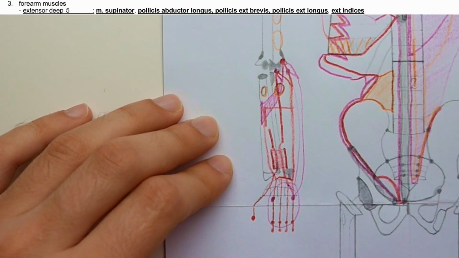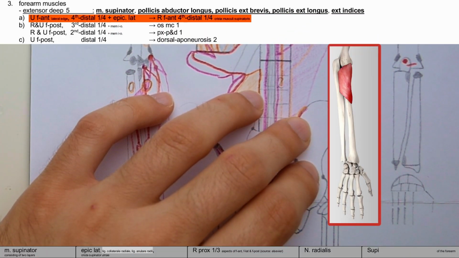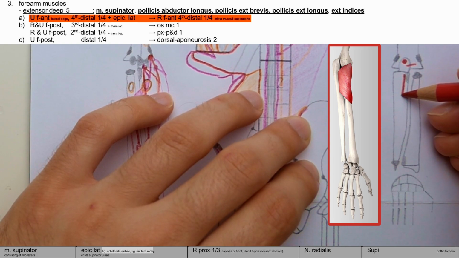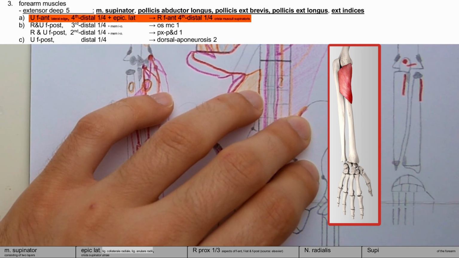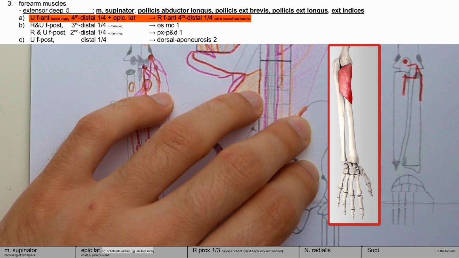Now to the first step of the dorsal view. For the musculus supinator, we draw lines on the fourth distal quarter of the ulna and radius. The supinator also additionally originates from the epicondylus lateralis.